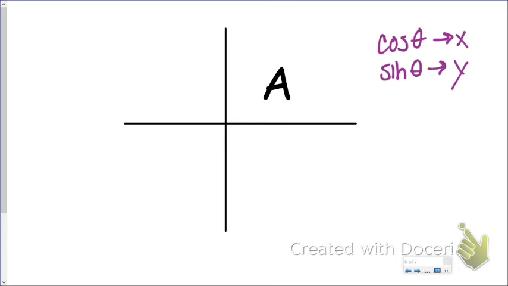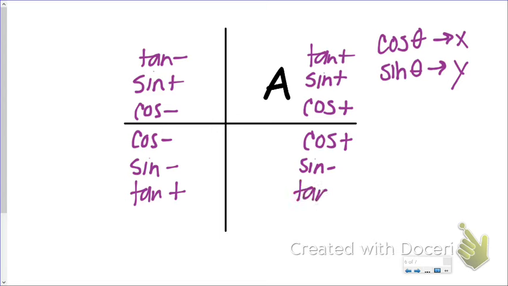If sine corresponds to the y-coordinate, we know at the top two quadrants, sine is going to be positive. And in the bottom two quadrants, sine is going to be negative. And if tangent is y divided by x, well, a positive divided by a positive is a positive. A positive divided by a negative is a negative. And a negative over a negative brings me back to positive. So knowing where it is helps me figure out when these are positive and negative.